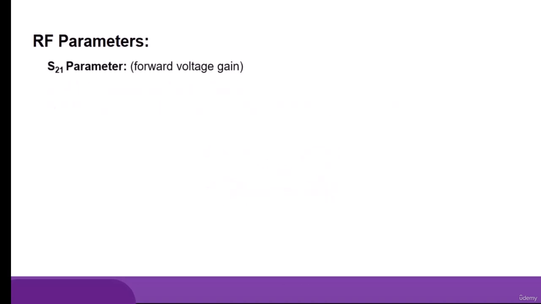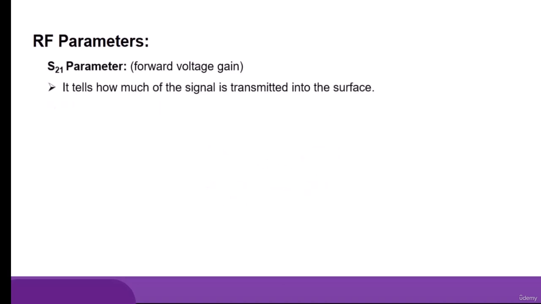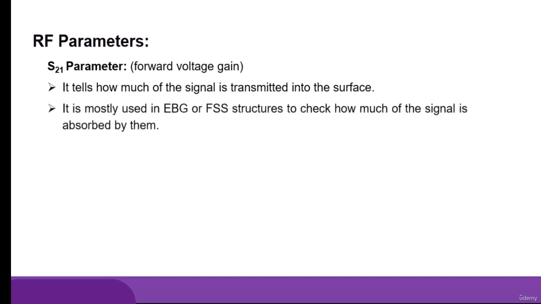Now I am considering again the more interface characteristics of S21. It tells us how much of the signal is transmitted into the surface and is mostly used in EBG or FSS structures. Both S21 and S12 parameters are used in EBG. The EBG is the electromagnetic band gap and FSS means frequency selective surface structures, to check how much of the signal is absorbed by them.